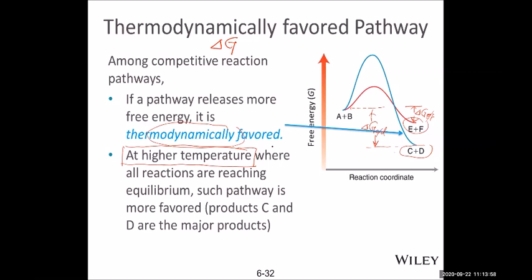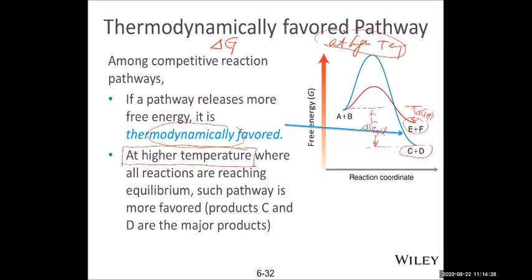And since all of them can reach equilibrium, and C and D have a larger equilibrium constant, more favored than E and F, the thermodynamic favored reaction is preferred at a high temperature. Okay, the thermodynamic favored pathway is preferred at high temperature. At high temperature, this pathway is preferred.